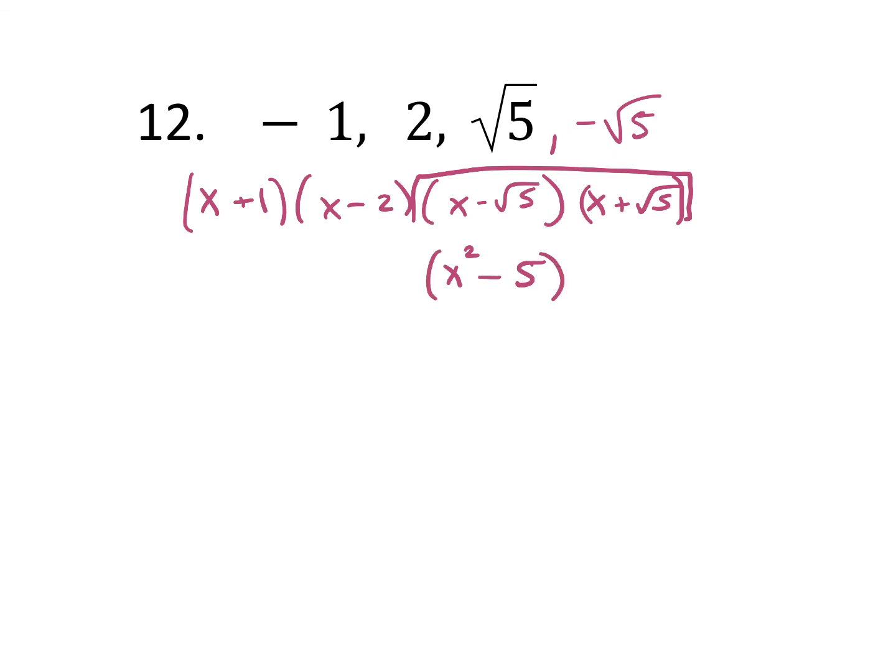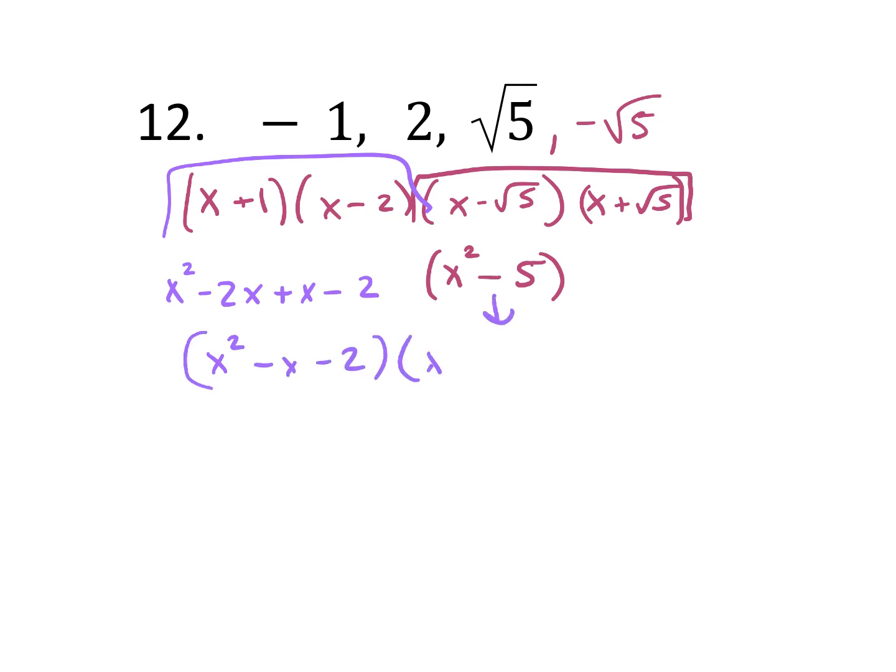Alright, so that's multiplying that part. And then I'm going to FOIL these two out together now. So x squared minus 2x plus x minus 2. So this is x squared minus x minus 2. And then I'm just going to multiply this times x squared minus 5. So just make sure everything in the first parentheses gets multiplied to everything in the second.